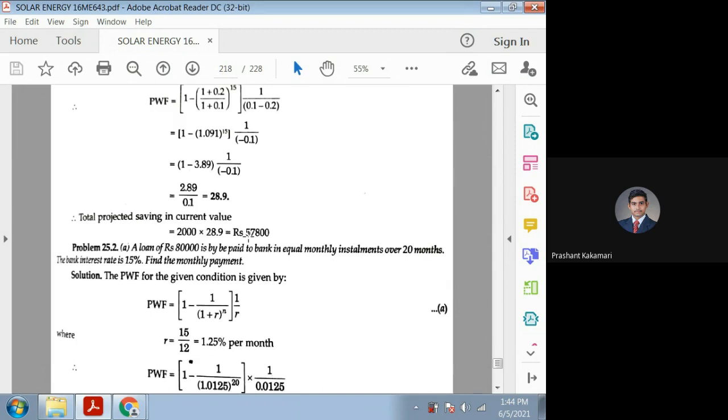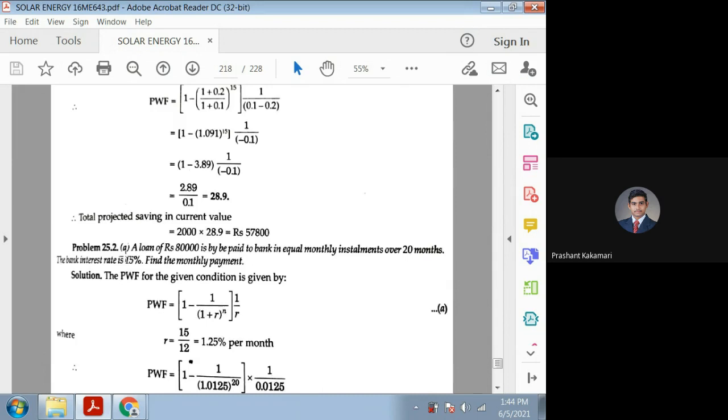Now today we'll take one simple economics problem, not related to any solar energy or fuel. We'll just observe how the value of money changes depending upon spending or any investment which is going to produce some advantage to the customer.